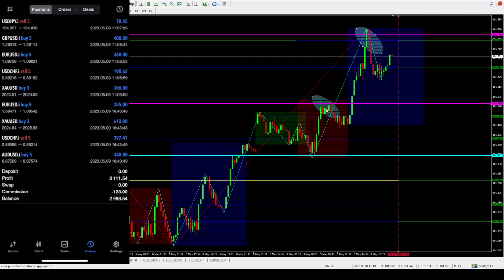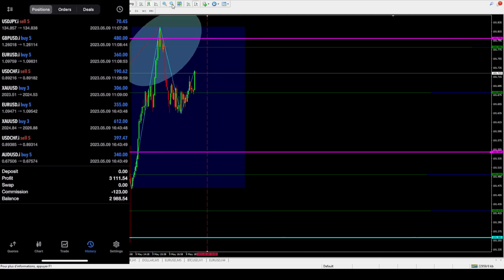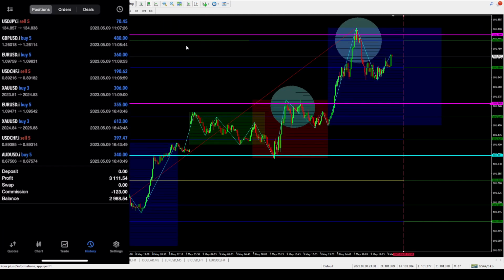So the best trades to take would have been buys, if I may say, regarding the dollar. But I wanted to show you something else, so that's why I took the trade which went against the trend.